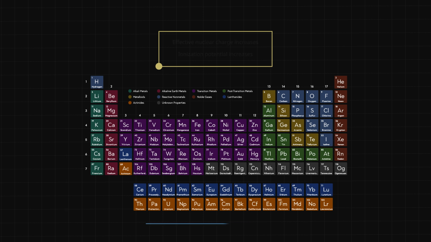Going across a row, the effective nuclear charge increases, but the valence electrons are in the same shell. The higher the nuclear charge, the harder it is to remove an electron.